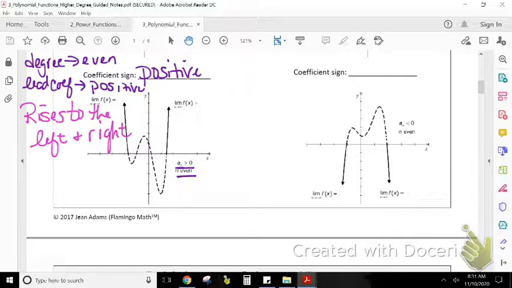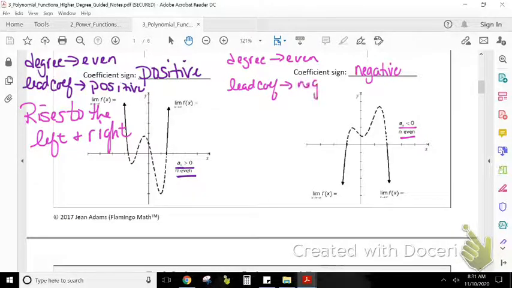All right, and then on the last graph here they gave us, it tells us our a sub n is negative, so we have a negative leading coefficient. And it tells us our n, our degree, is even. So if our degree is even and our leading coefficient is negative, well, let's see, even degree x squared, so what if it's a negative x squared? We know it's going to look like this. So if I start in the middle here and I go to the left, we're going to go down. Let's go to the right, we're going to go down. So we say it falls to the left and right.